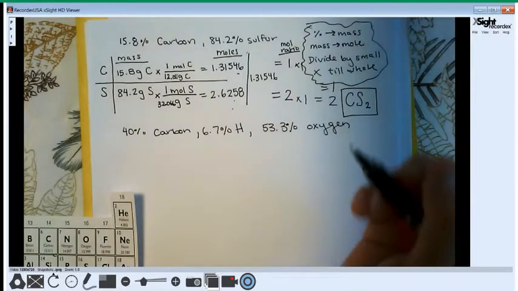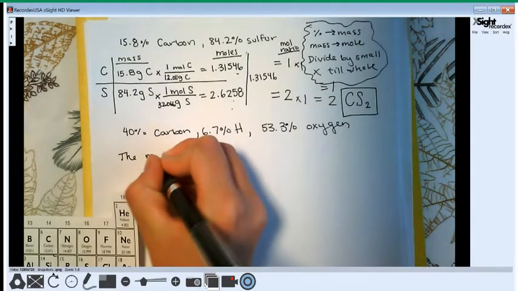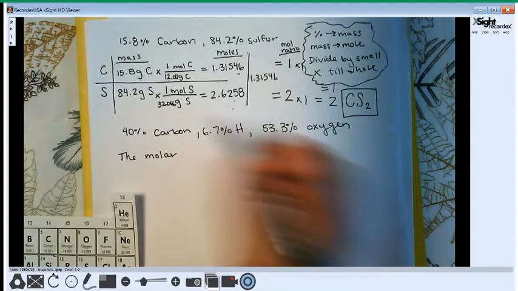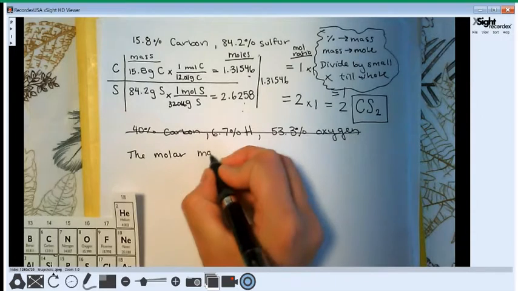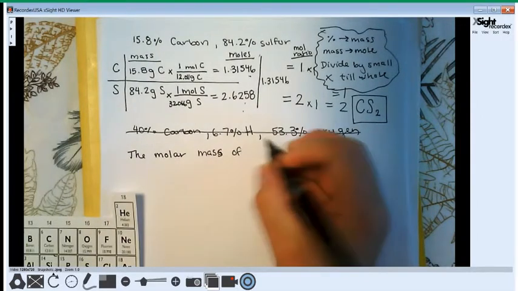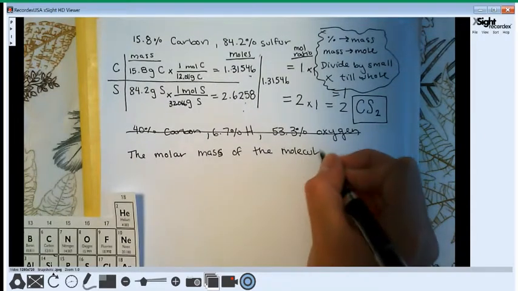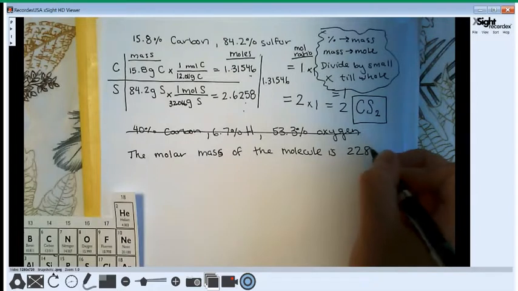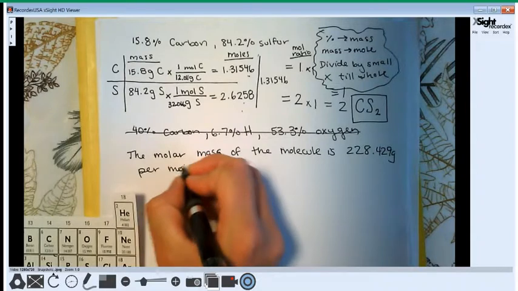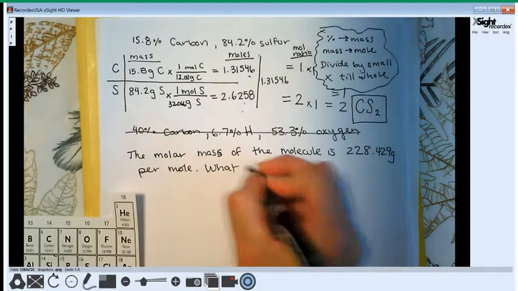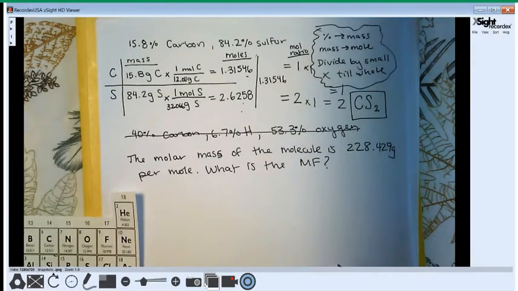If it wanted you to find the molecular formula, it might say something like the molar mass of the molecule is 228.429 grams per mole. What is the molecular formula? Oh, and I'm putting this under our next problem, so I'll cross that off for now. Is that what you're talking about? Something like that?